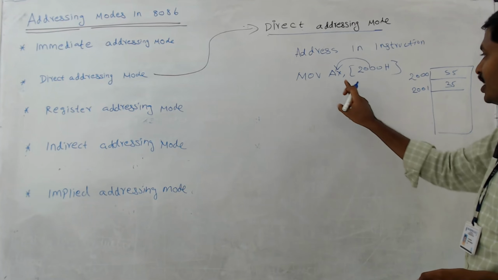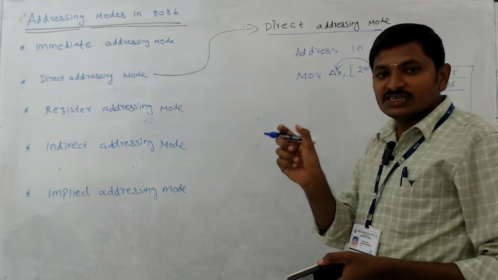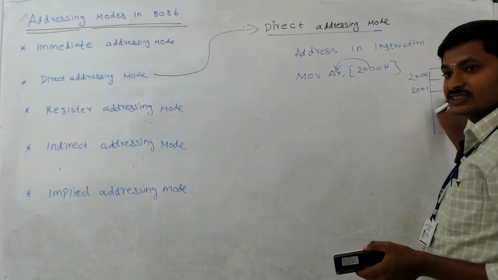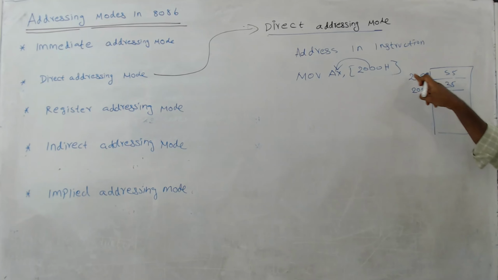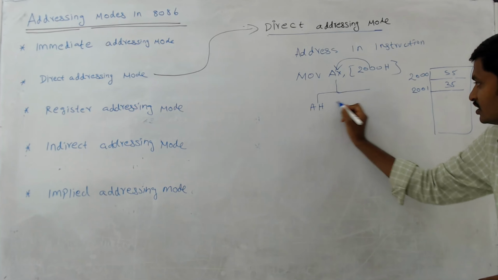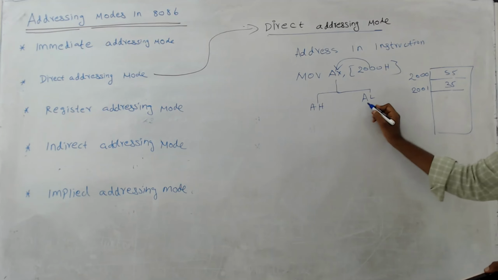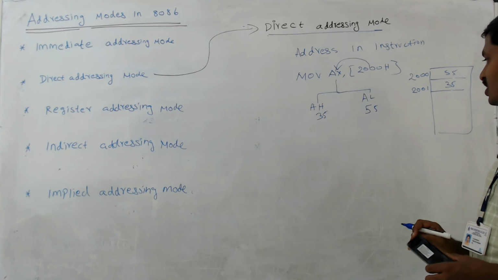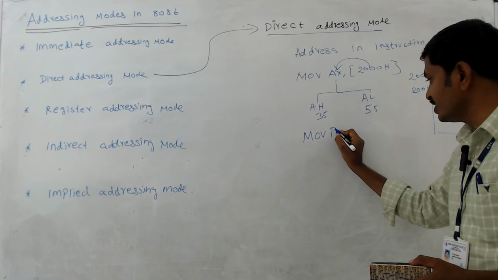Why? Because AX is a 16-bit register. It will accommodate 16-bit values. In 2000, the 55 is an 8-bit value, and 35 is an 8-bit value. The AX register is classified into AH and AL. So in AL it will store 55, and in AH it will store the 35.